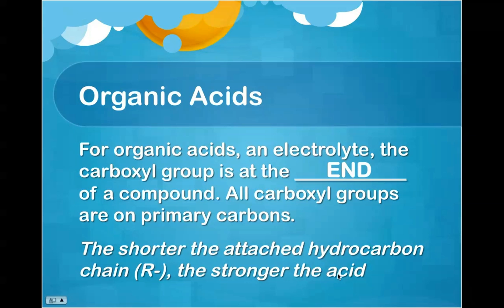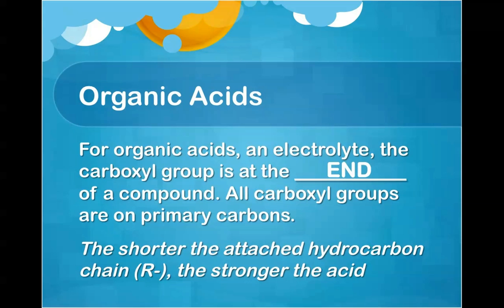So for the organic acids, which is one of our electrolytes of organic compounds, the carboxyl group again is at the end of a compound. So we say that the carboxyl groups are always on primary carbons, so we're not going to need to show any numbers to show the location of that carboxyl group. One thing to note is that the shorter the attached hydrocarbon to that carboxyl group, the stronger the acid.